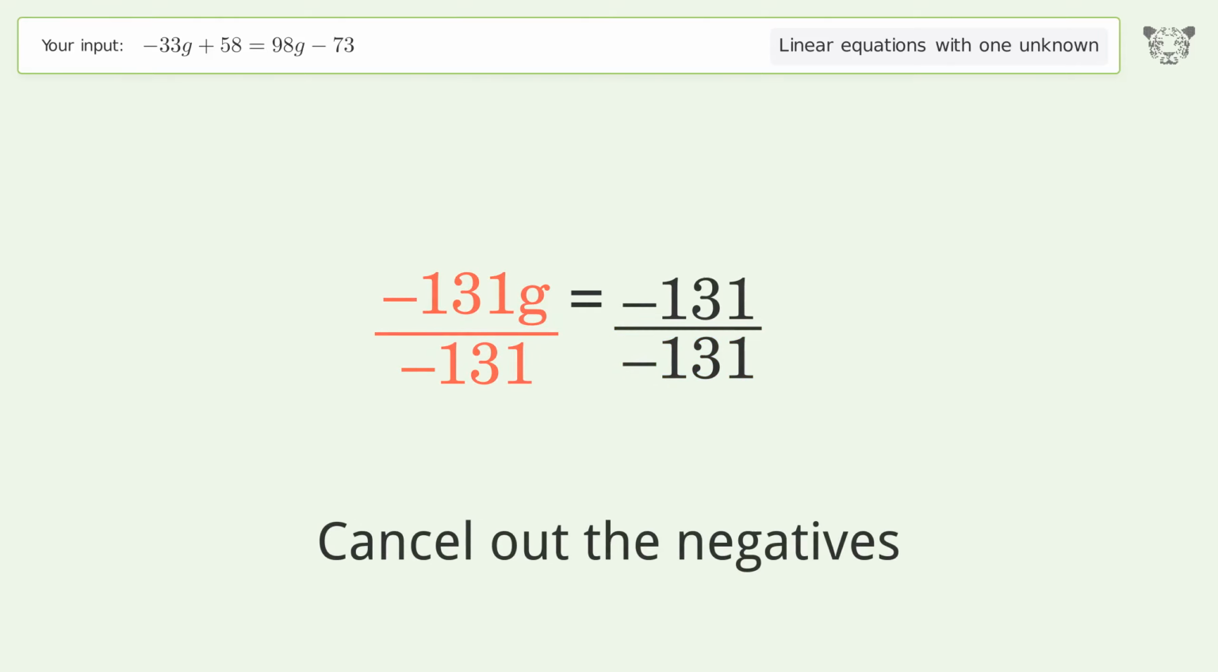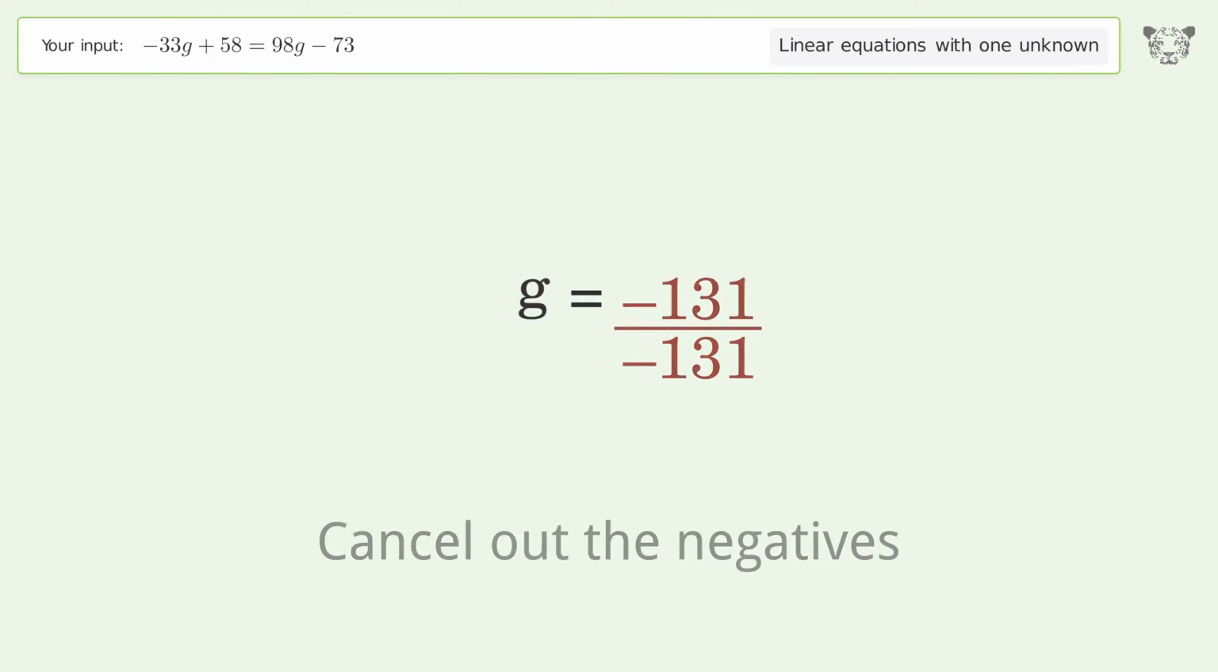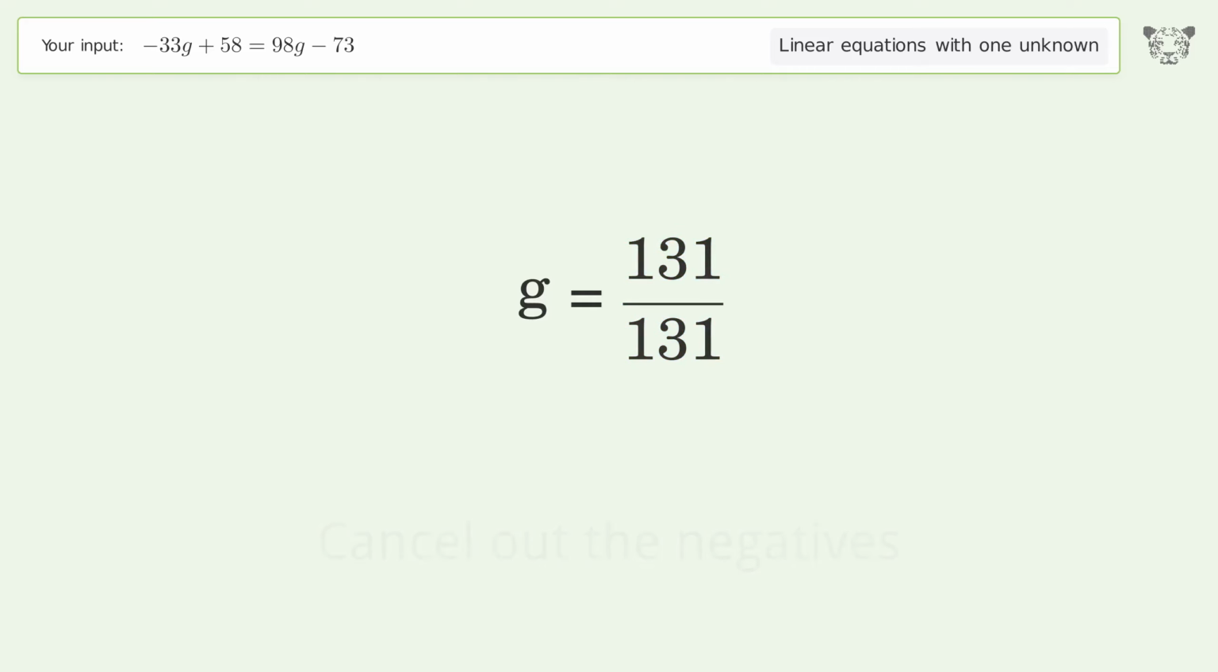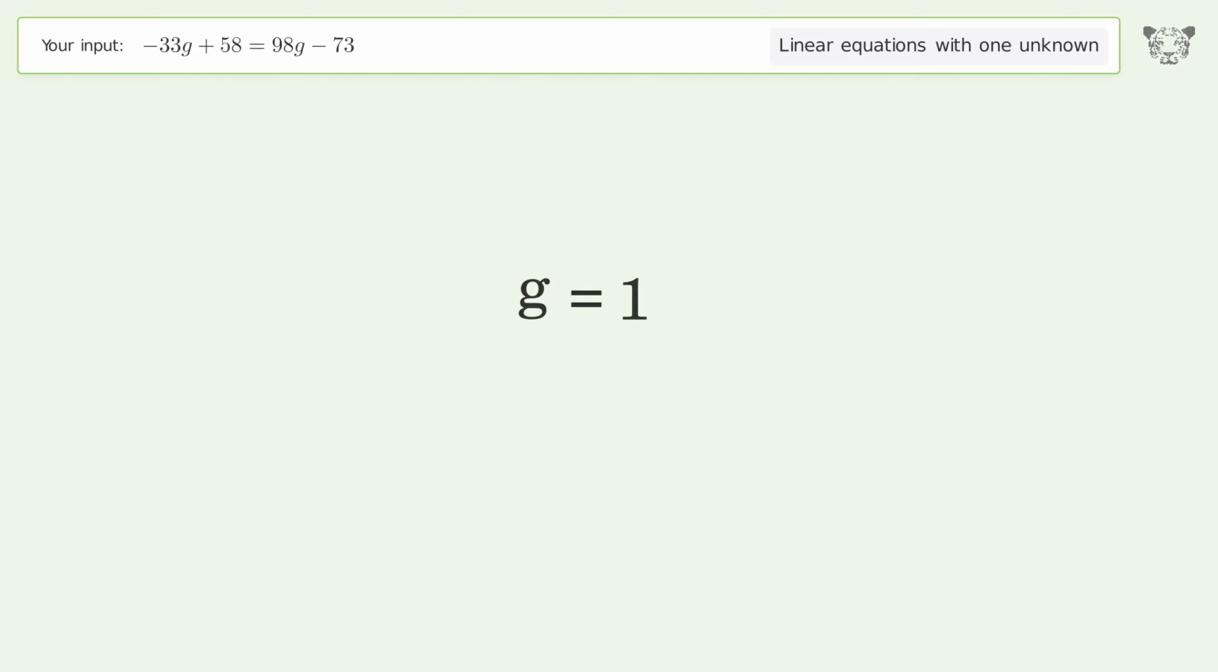Cancel out the negatives. Simplify the fraction. Cancel out the negatives. Simplify the fraction. And so the final result is g equals 1.